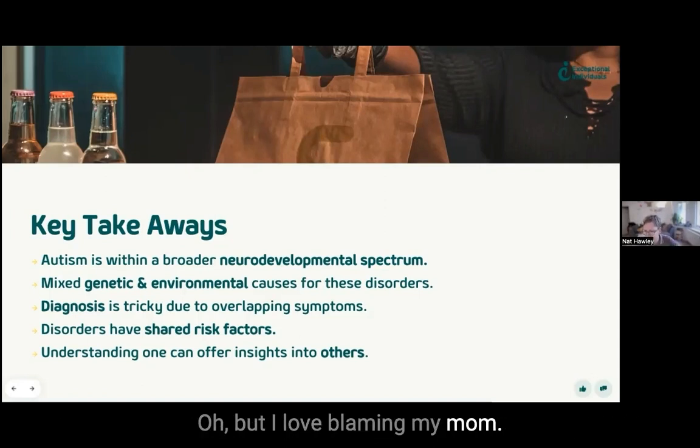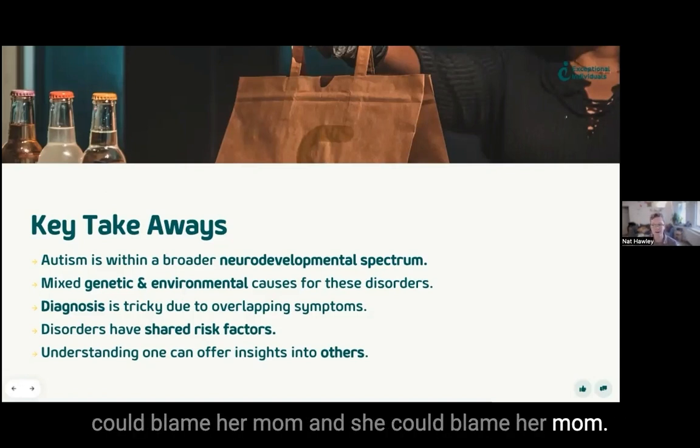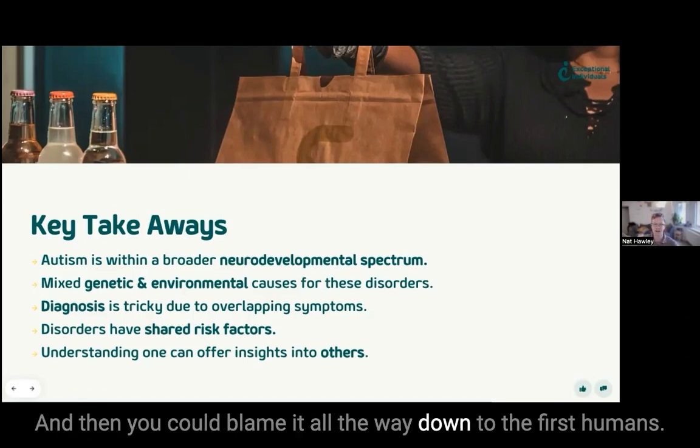Oh, but I love blaming my mum. I mean, you can still blame your mum if you want, but she could blame her mum, and she could blame her mum. And then you could blame it all the way down to the first human.